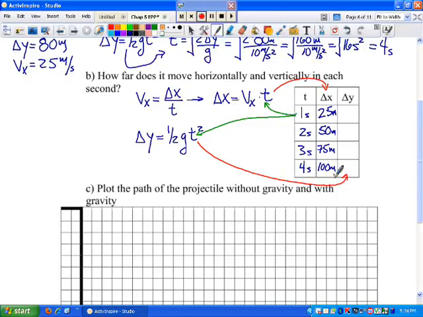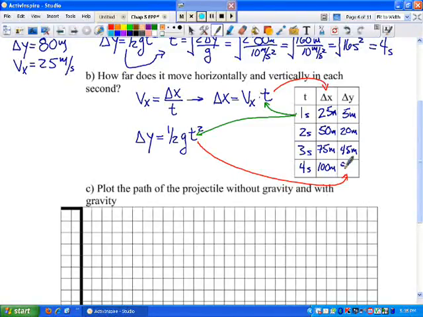Now, vertically, as we plug in our information, delta y is 5 meters after the first second, after the second second it is 20 meters, after the third second it is 45 meters, and then after the 4th second it is a total distance of 80 meters. Once you have that information, you can plot the path of your projectile with and without gravity.